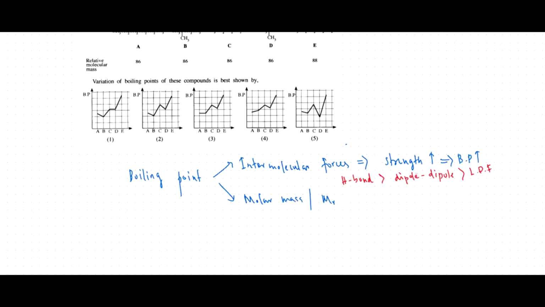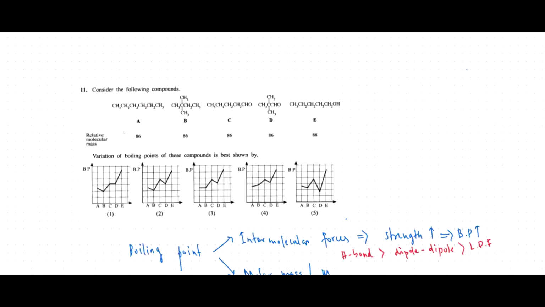And when it comes to molecular mass, you all know when the molecular mass or the molar mass increases, the boiling point also increases. So this is how we can compare the boiling points of organic compounds. So when we look at these 5 compounds, the relative molecular masses of all the compounds are almost the same. So therefore, the relative molecular mass is constant here. So we have to compare the boiling point using intermolecular forces.